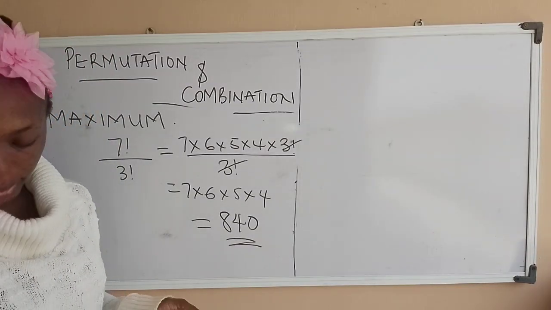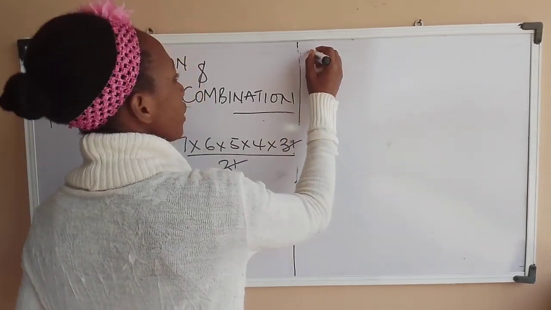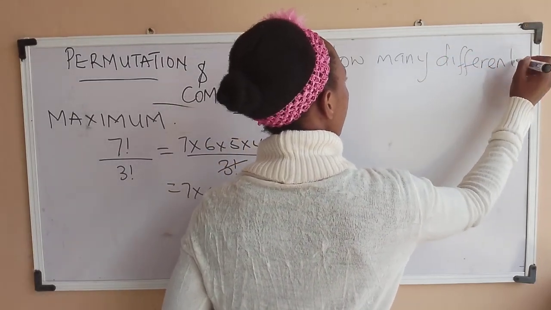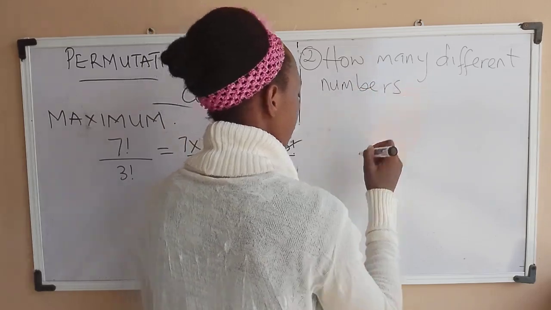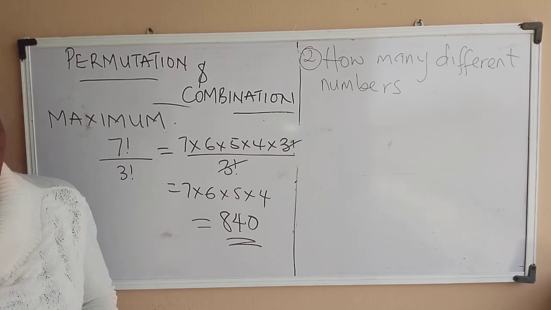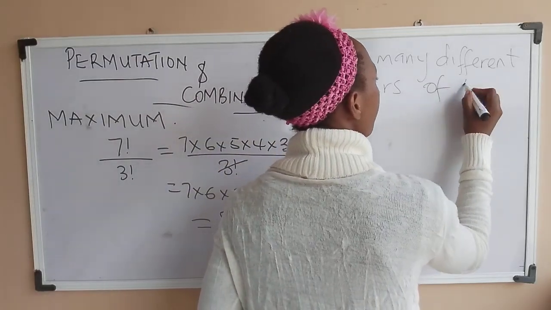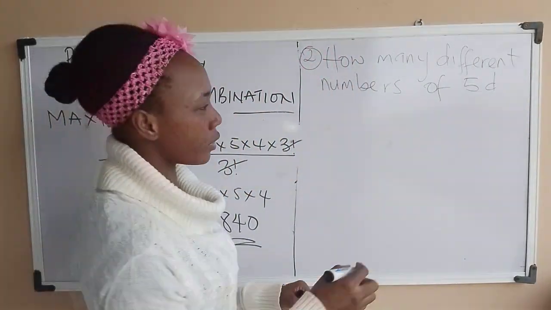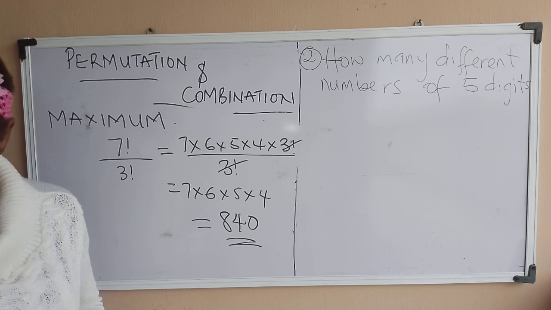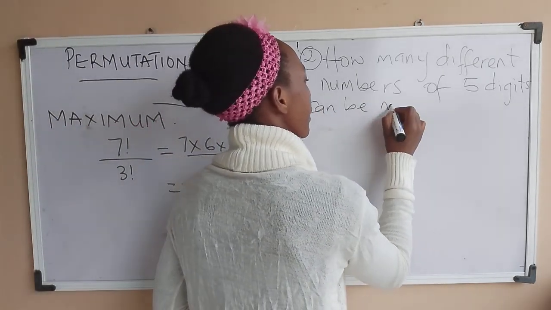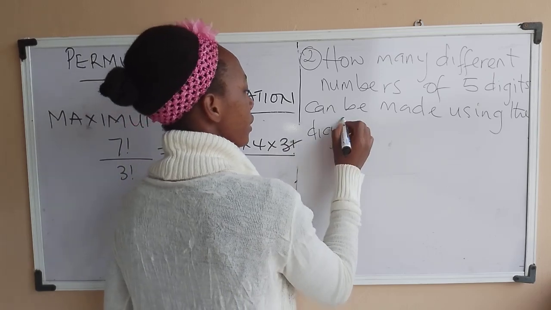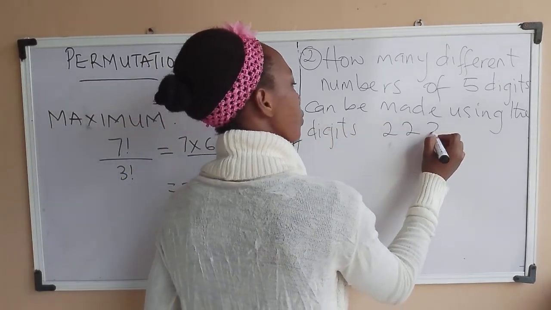All right, so example 2. How many different numbers of 5 digits can be made using the digits 22333?